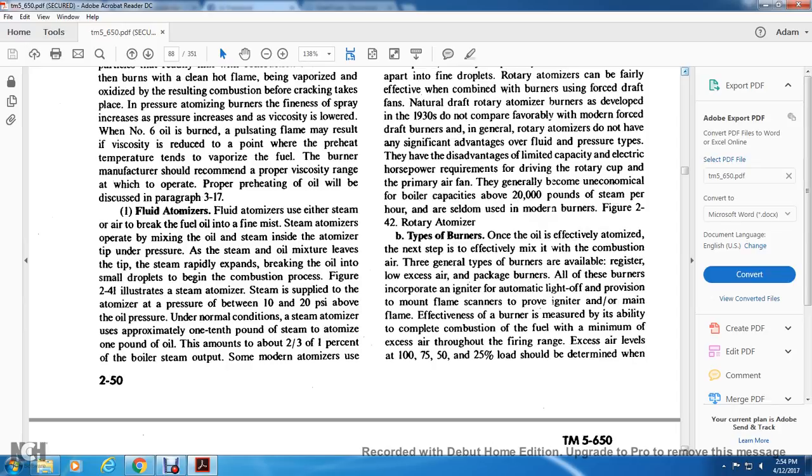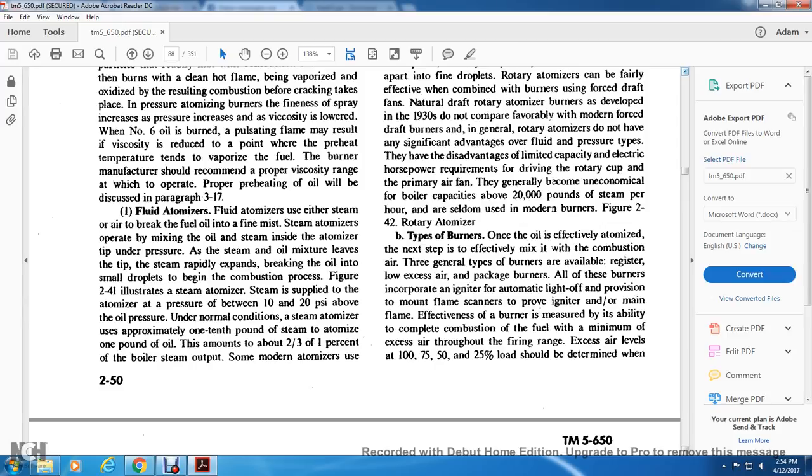42. Rotary atomizer. Types of burners. Once the oil is effectively atomized, the next step is to mix it with the combustion air. The three general types of burners available are the register, low excess air, and package burners. All these burners incorporate the igniter, automatic light-off, and provisions for the flame scanner, which proves the igniter and the main flame.